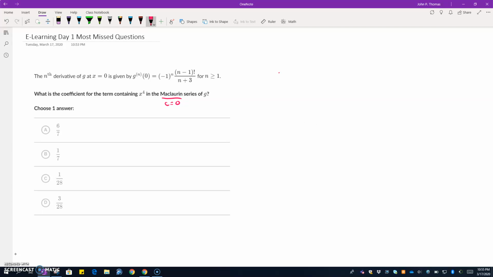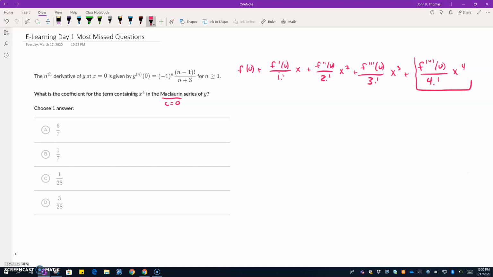So that really leads us to the structure. We're going to go with f of 0 plus f prime of 0 over 1 factorial times x plus f double prime of 0 over 2 factorial times x squared plus the third derivative at 0 over 3 factorial times x cubed plus the fourth derivative at 0 over 4 factorial times x to the fourth. Now it asks for the x to the fourth term, so we're focusing on this term. It asks for the coefficient, so we're looking for that entire circled piece.